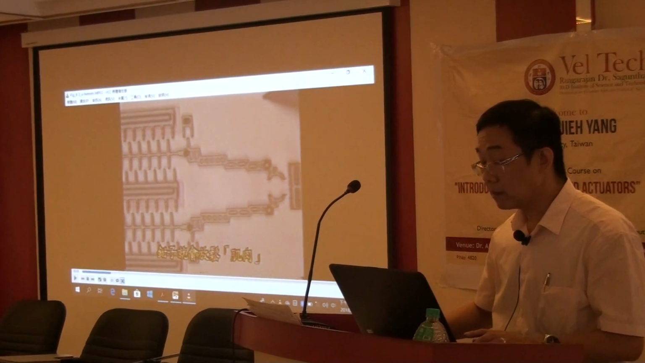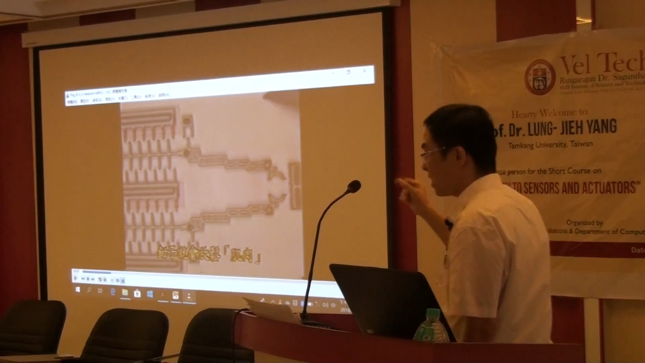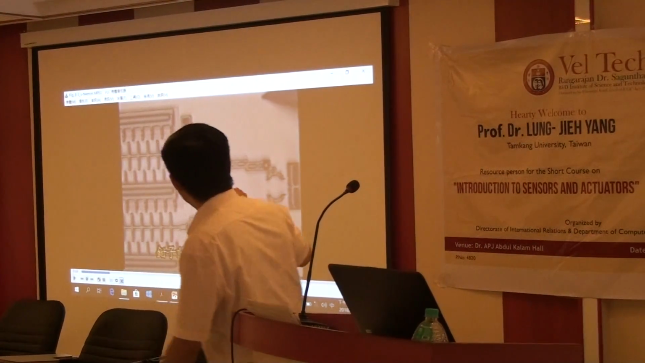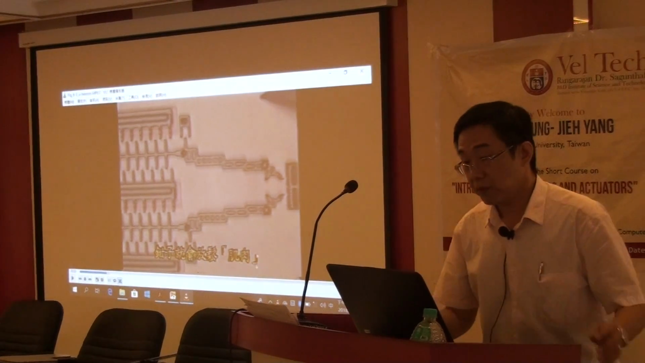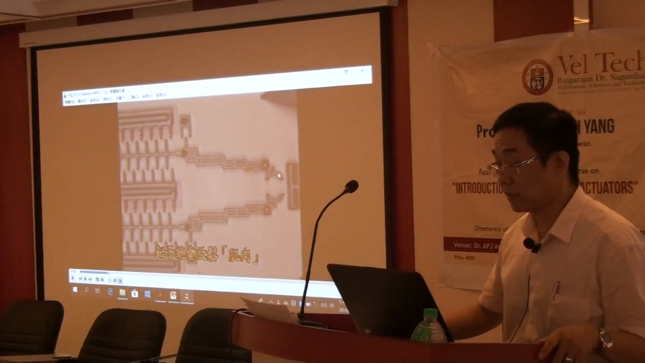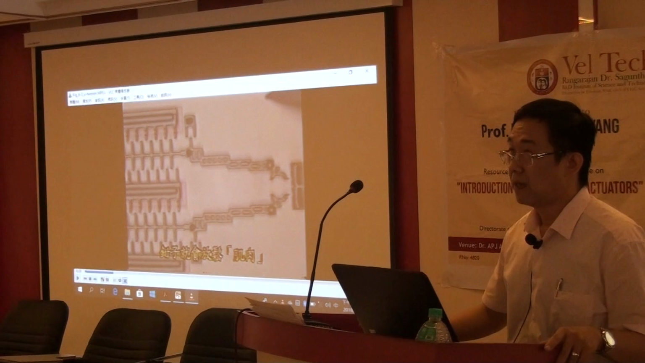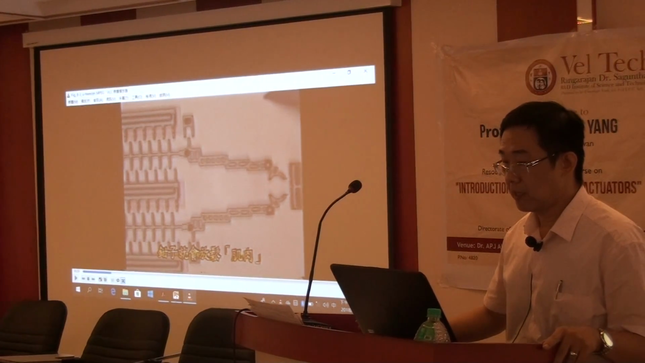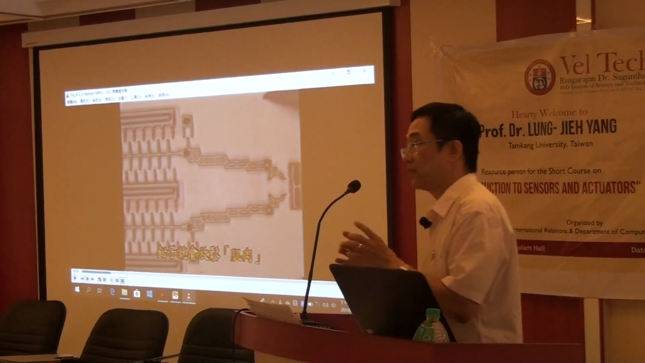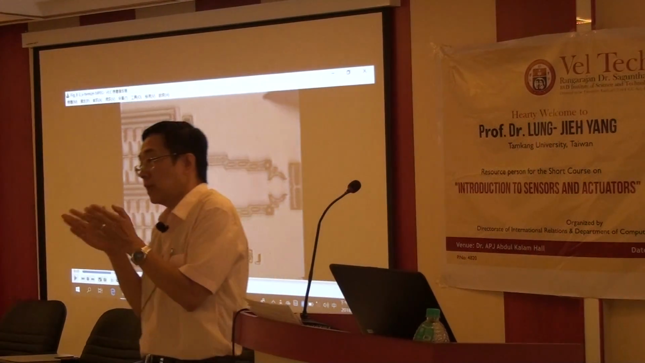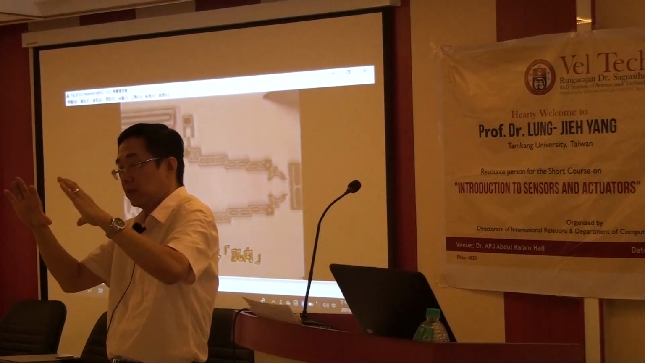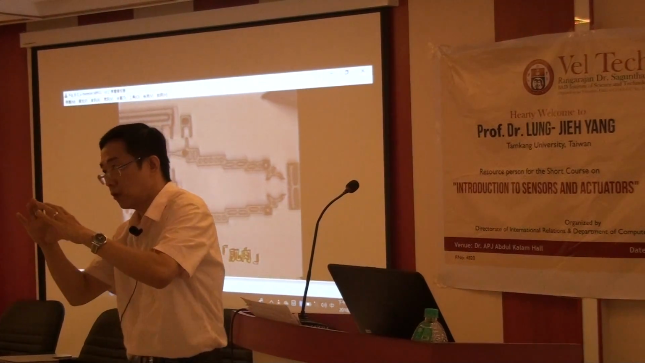So you say this is the electrostatic actuator. Here is a small tweezer. This tweezer is as small as what? About as small as a cell. Its size is compatible to grab a single cell.